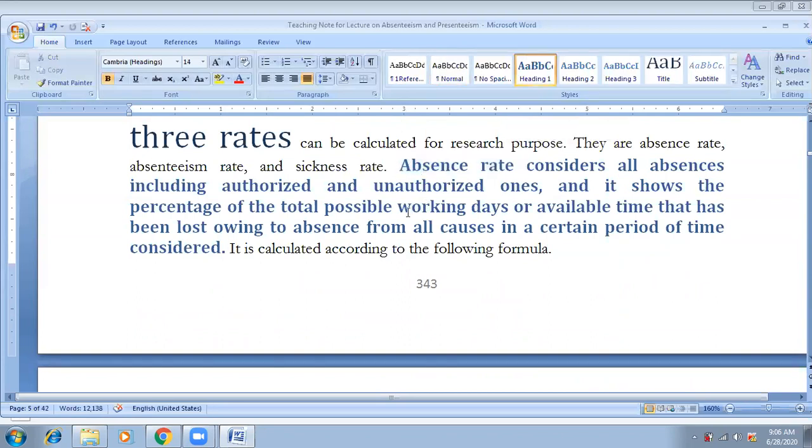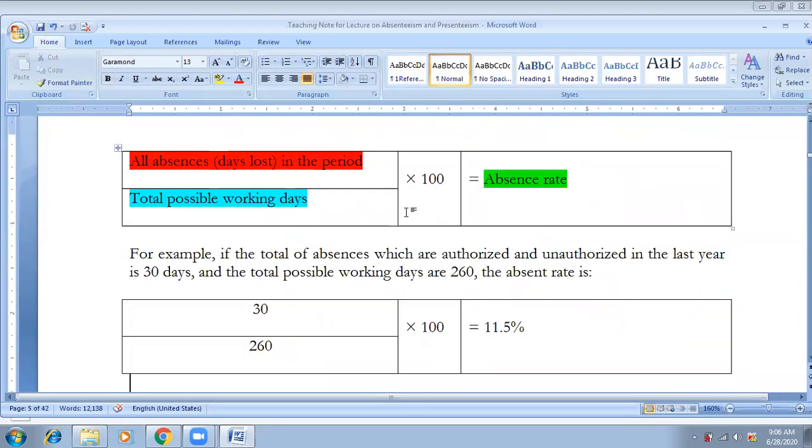How can we calculate the absent rate? This is the formula: all absences, days lost in the period, divided by total possible working days, then multiplied by 100. Then we get the absent rate. Without multiplying also, we can get it as a figure, but for ease of comparison, we normally multiply by 100.